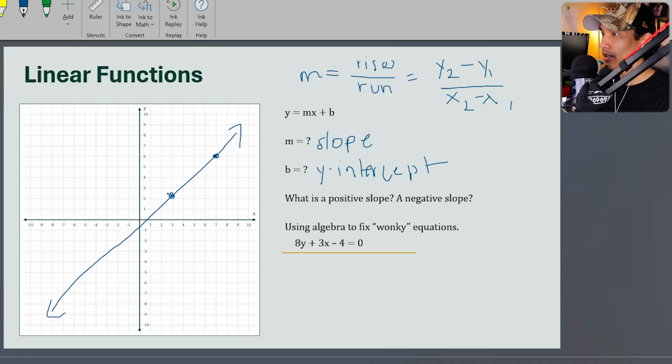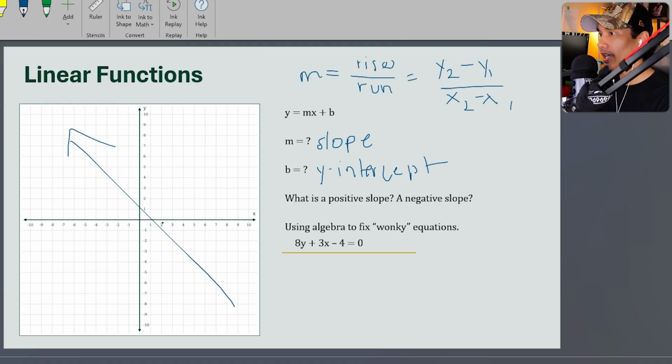I'm going to go up 1, 2, 3, 4, and then 1, 2, 3, 4. So I rose 4 units, and then I went to the right 4 units. This is wrong, how I picked the coordinates, but this is what I want you to grasp: rise over run. If you have a negative slope, and I'm just going to put 2 coordinates on the graph, it doesn't matter, you would go down actually, and then across.